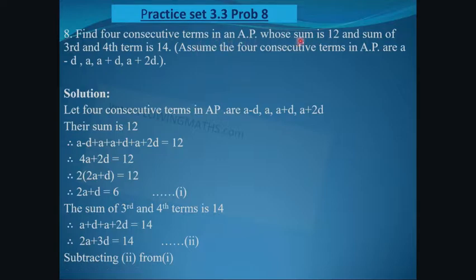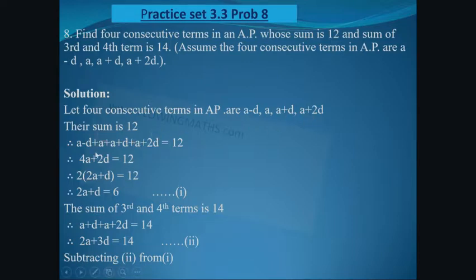Find 4 consecutive terms in an AP whose sum is 12 and sum of the third and fourth term is 14. Now let us assume that the 4 consecutive terms are a minus d, a, a plus d, and a plus 2d. So they follow in order. A minus d, then after that a, then a plus d, then a plus 2d.